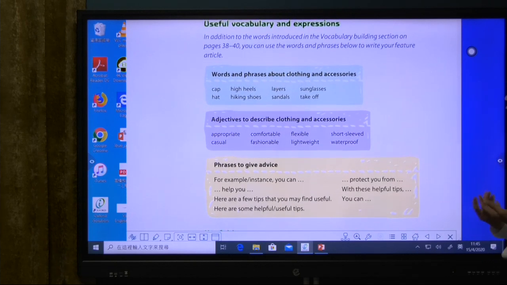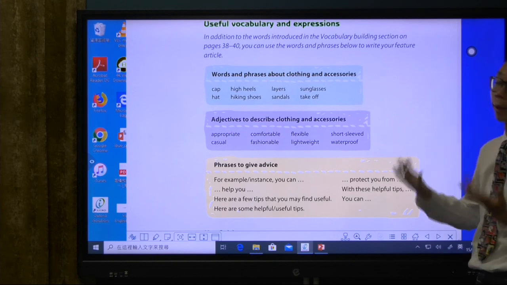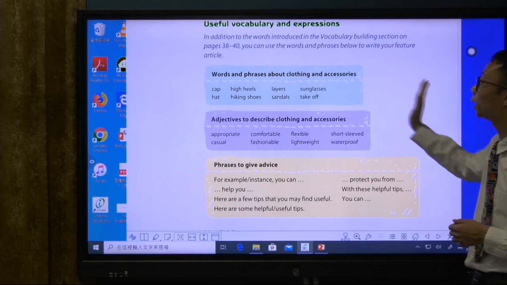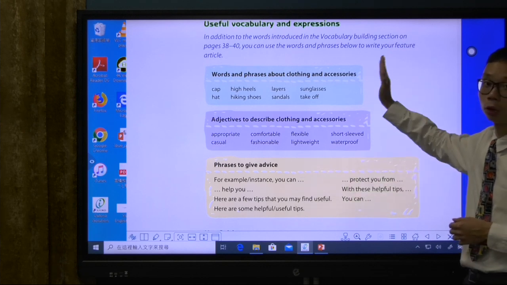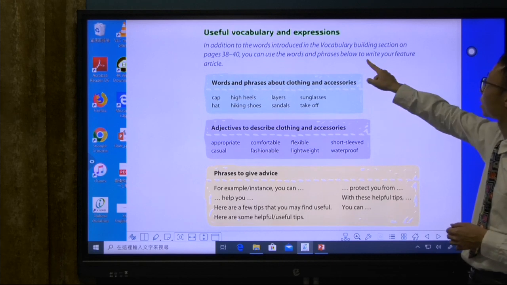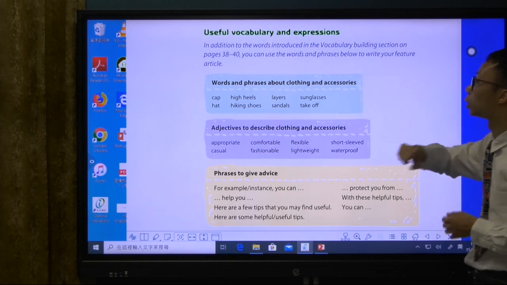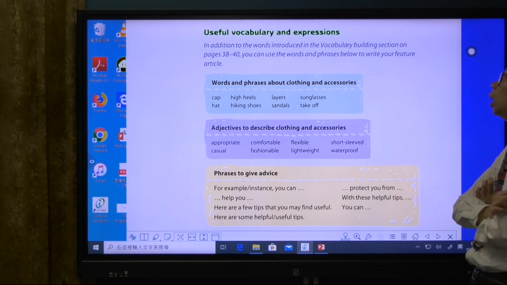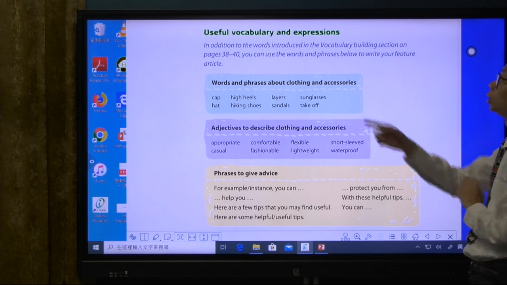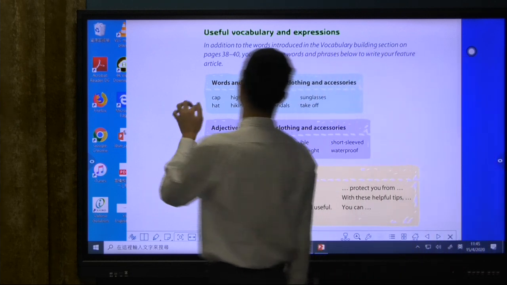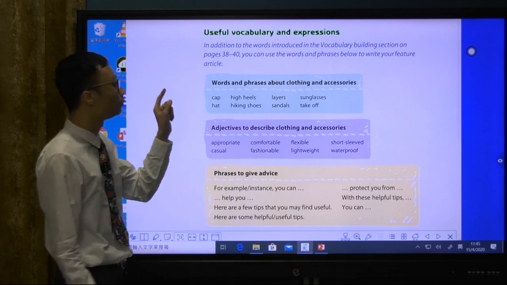Not just saying that it's a great way to, like the last one. We also have some other things that can help you to make your writing look cooler. So how about we start from the vocabulary building section. You can go back to pages 38 to 40, and you can also use these words below that help you to write a feature article.